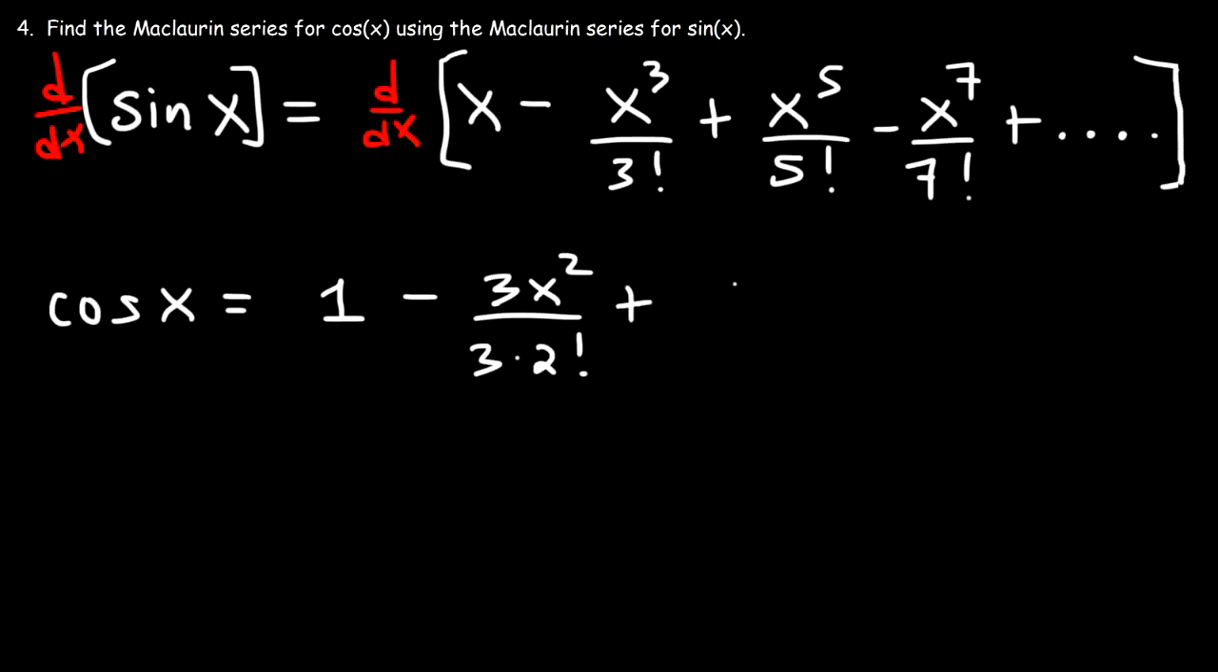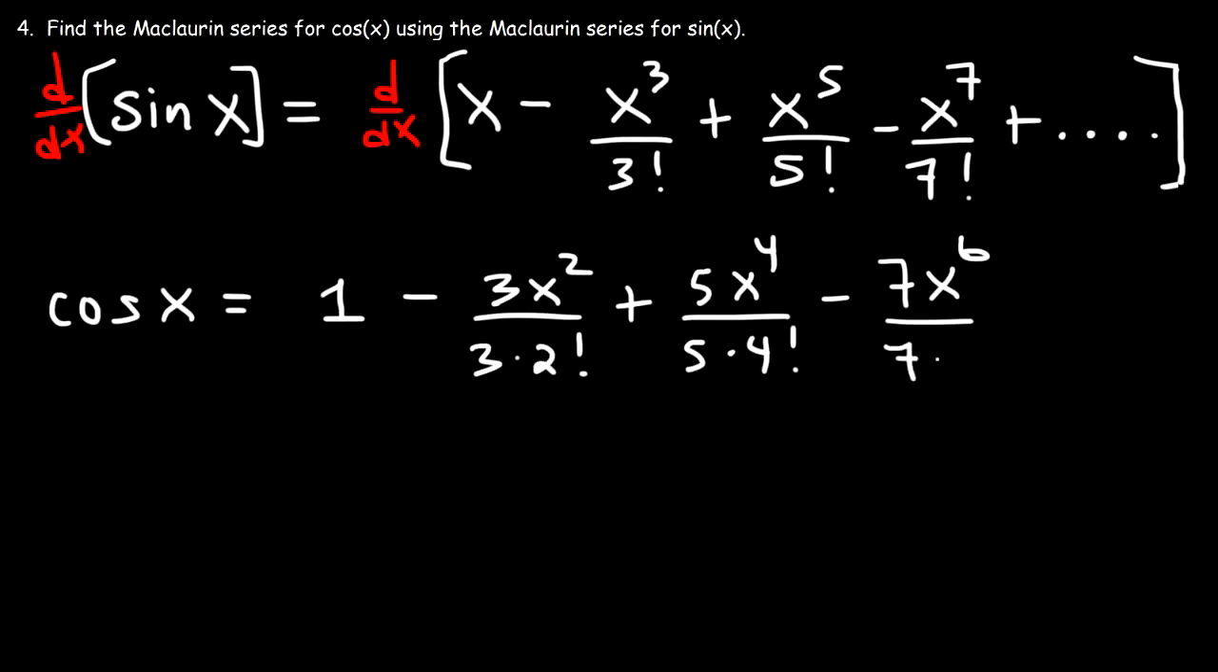Now, the derivative of x to the 5th power is 5x to the 4th power. And 5 factorial, I'm going to write that as 5 times 4 factorial. Now, the derivative of x to the 7th power is going to be 7 times x to the 6th power. And let's write 7 factorial as 7 times 6 factorial.